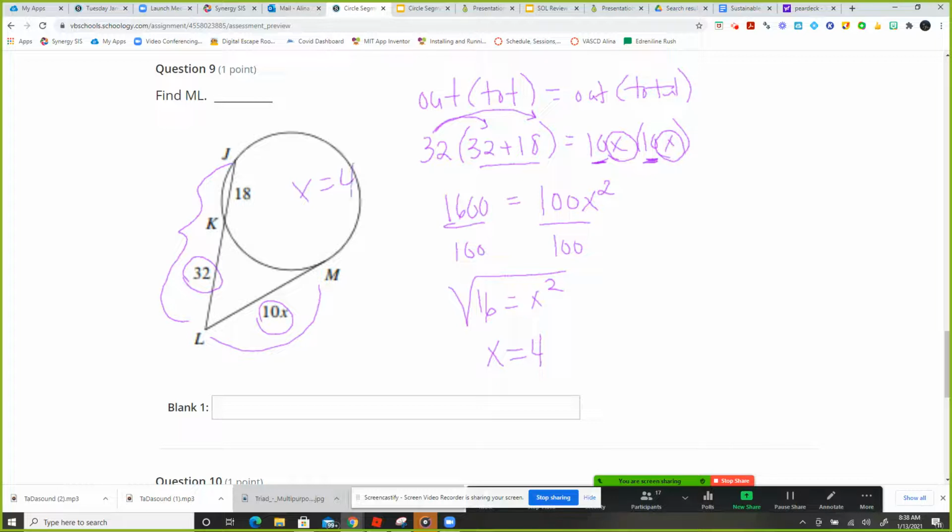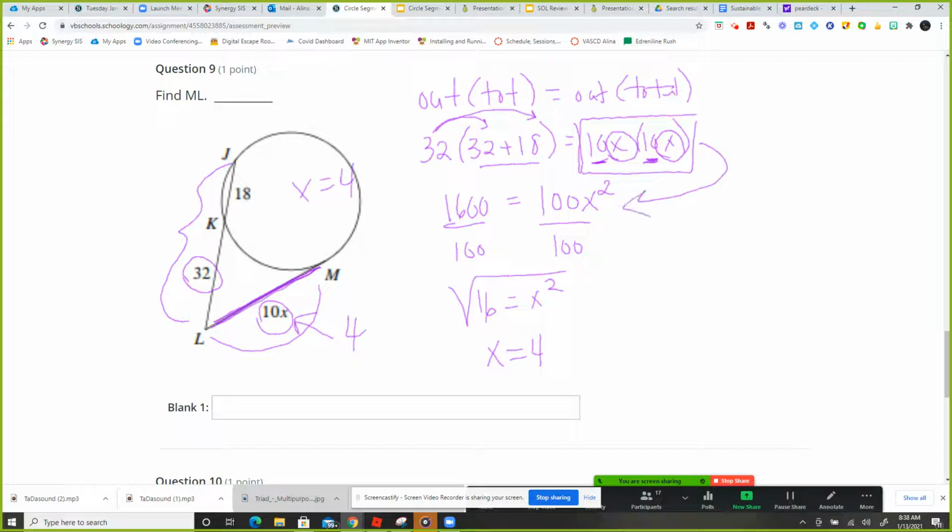Am I done? What do I have to do? Replace the 4 with the 10. Absolutely. So I've got to put the 4 in here. And so what's my final answer for ML? 40. Absolutely.